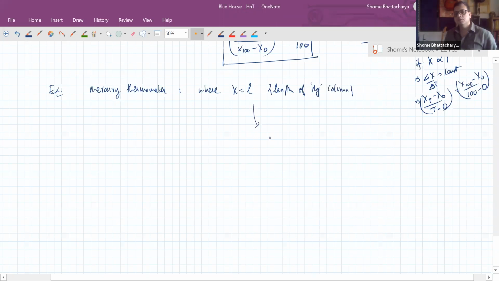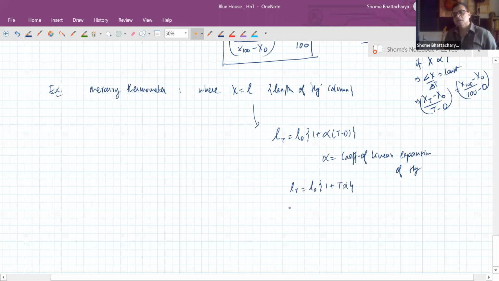And as you know, here the formula is like this: the length at some temperature T is L naught into (1 plus alpha into T), where alpha is the coefficient of linear expansion of mercury. So LT is equal to L naught (1 plus T alpha), and L100 is equal to L naught (1 plus 100 alpha). So from that you have the relation.